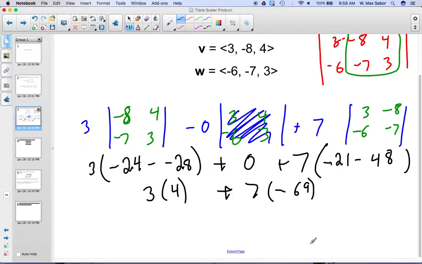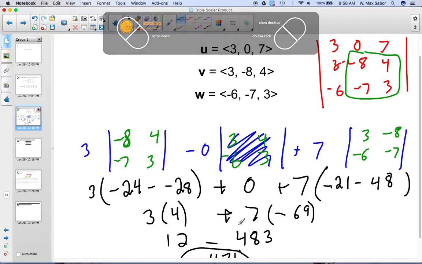Now we're going to multiply those out. So we get 12 minus, these multiply to 483. And that gives us as a final answer, negative 471 is the triple scalar product of these three vectors.